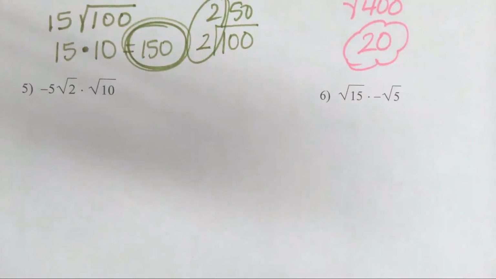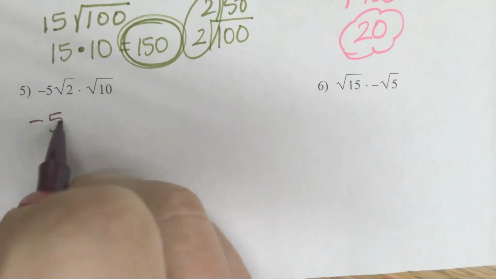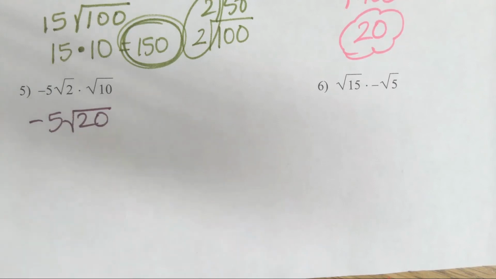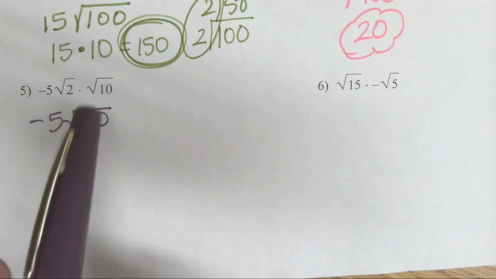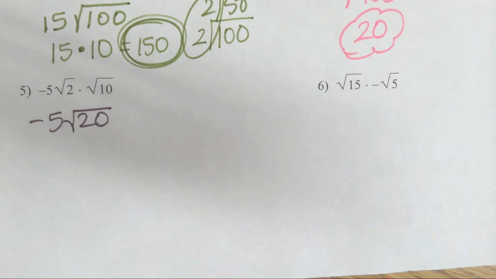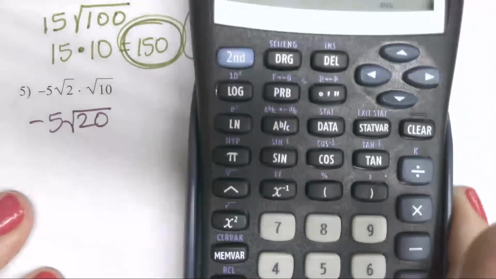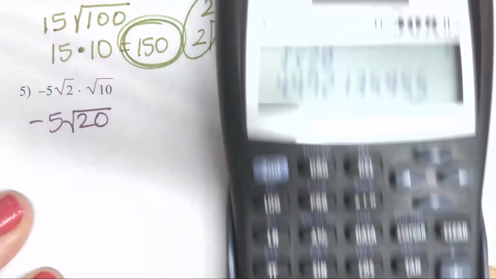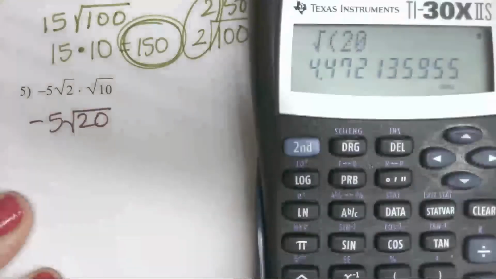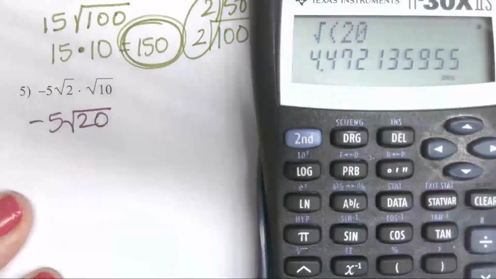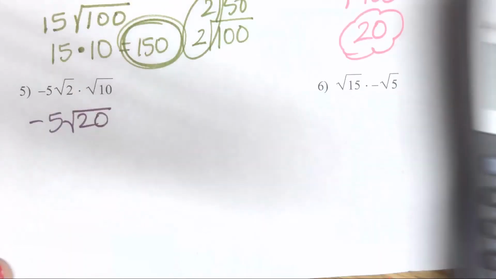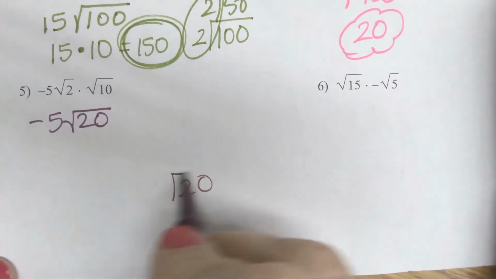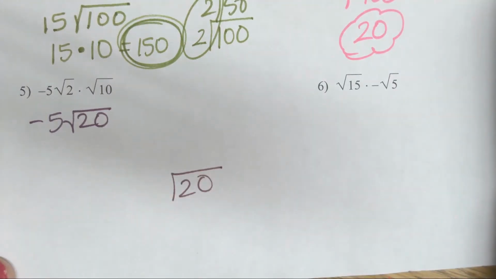This one is -5 times the square root of 20. I'm speeding up the process a little bit. Are we okay with that? Yeah. That looks good. I just did 2 times 10 to get the 20. Now I'll check to see, is 20 a perfect square? Second square root of 20. If it comes up as a decimal, which this one did, I know it's not. So then I will take the 20 onto the side and I'll do my repeated division.